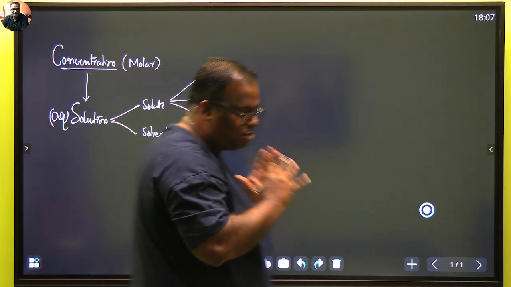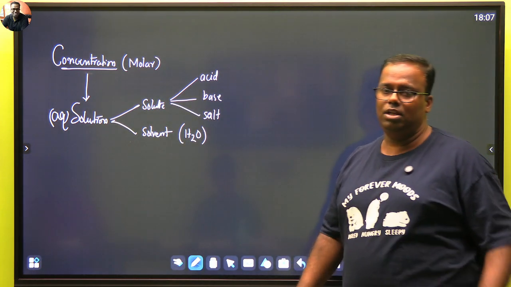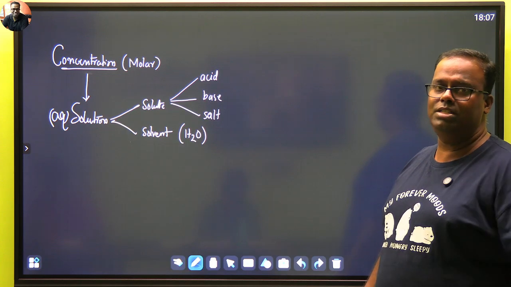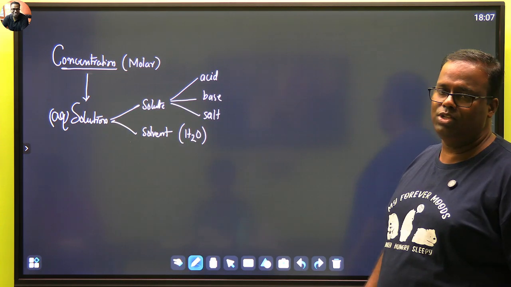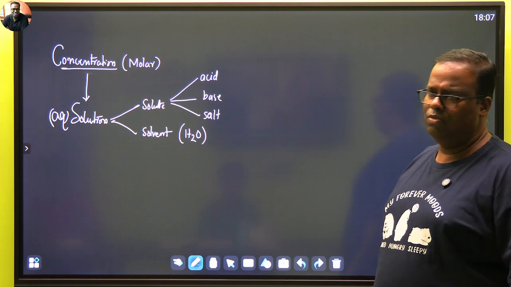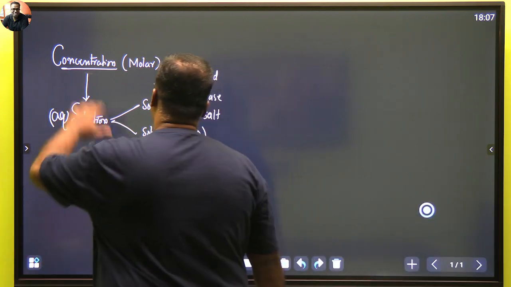Look, child, did you understand this or not? We are going to have a solution, and the solution will comprise a solute in the form of an acid. If the solute is an acid, then what do I call the solution? Dilute acid, dilute base, and an aqueous solution of a salt. Have you understood? Now, molar concentration.